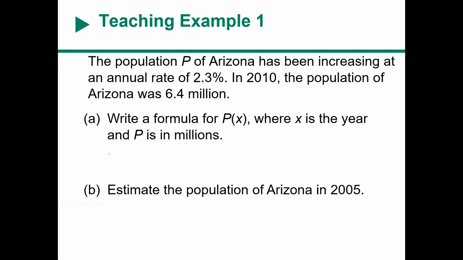the formula here is our population P of X equals, and it's growing at a rate of 2.3%. Because that's growing, that means it's my whole population plus, okay? And its initial is 6.4. Remember when you're working with exponentials, we have f of x equals a times b to the x. A is our initial, b is what our change is, and x is our time.